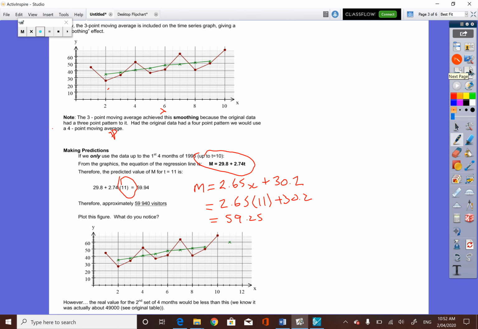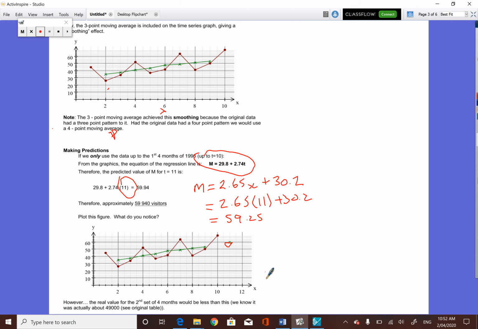Is there a problem with that though? And the answer is yes. The problem is that is a smooth data point. As you can see on the graph here, that is just this smooth data point. It wouldn't actually be reflective of that specific month in the data. So to be specific to that month, what we would require is a seasonal component.